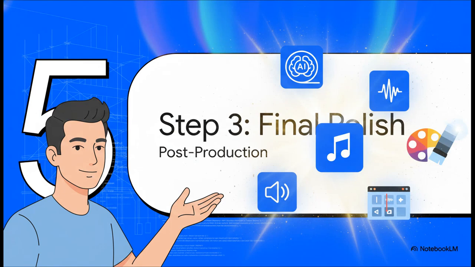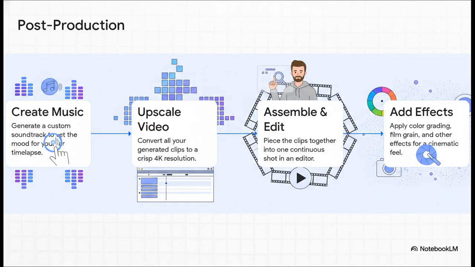Awesome! We've got our raw animated clips, but to really take this from a cool experiment to a cinematic piece, we need the final step, the polish. This last phase has 4 parts. 1, generate some custom music to set the vibe. 2, upscale all your clips to a super sharp 4K resolution. 3, bring all those clips into your editor and piece them together into one long continuous shot. And 4, add those final stylistic touches. You know, some color grading, maybe a little film grain to give it that professional cinematic feel.